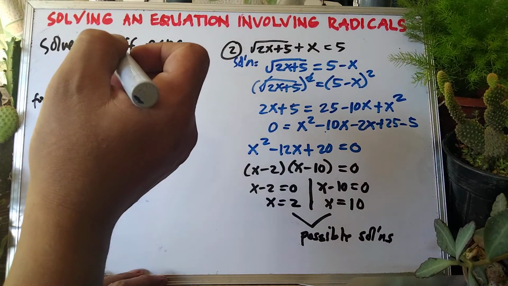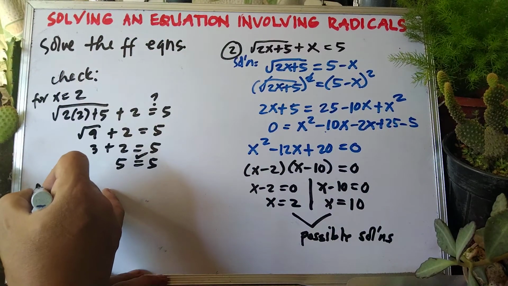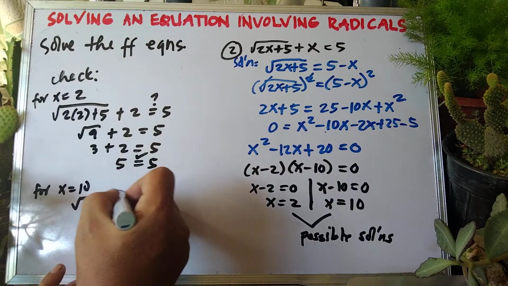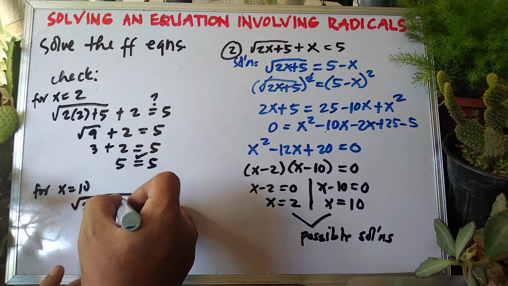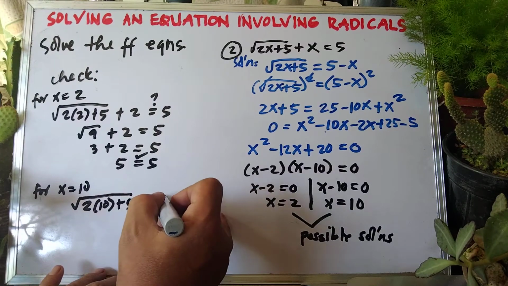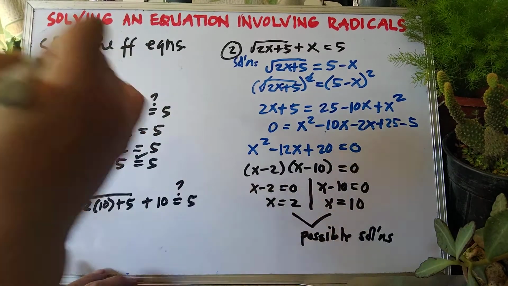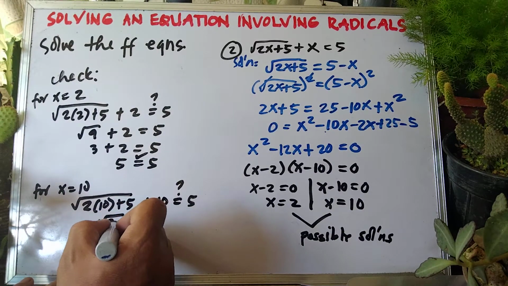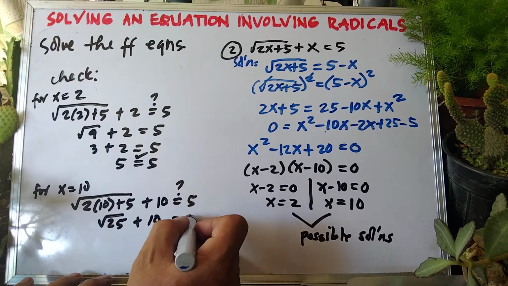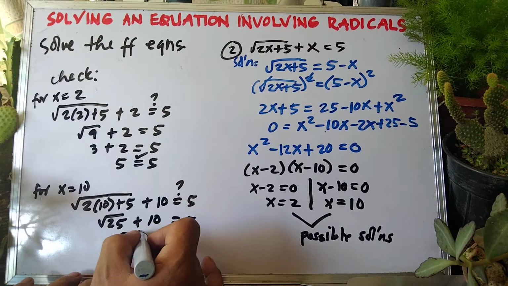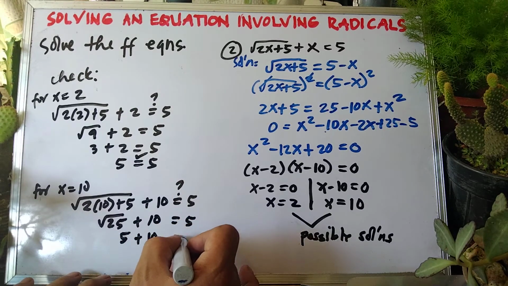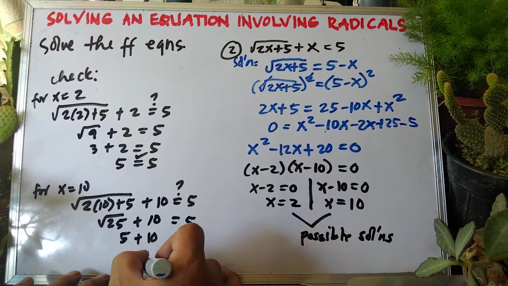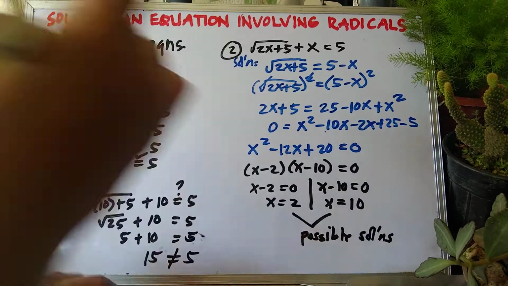So, alam na natin na si 2 is a solution. Okay. For x is equal to 10 naman. Kasi dalawa yung possible solutions natin eh. So, again, we will replace x by 10. Are they equal? So, 2 times 10 is 20 plus 5 is square root of 25 plus 10 is equal to 5. What is the square root of 25? That is 5. Plus 10 is 15. So, 15 is not equal to 5.